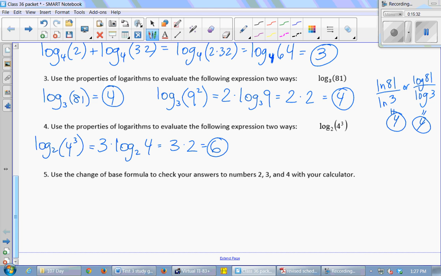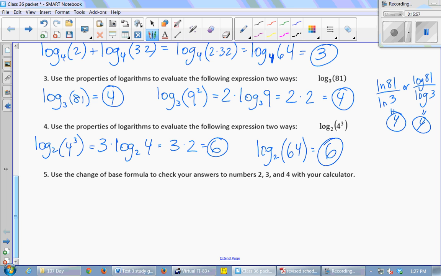Or I could do this problem directly. I could say, okay, now I'm doing log base 2. 4 cubed is 64. So what would I raise 2 to make 64? The 6th power. Yeah, the 6th power. Well, I should know because I know the answer comes out as 6 because I did it the other way also.